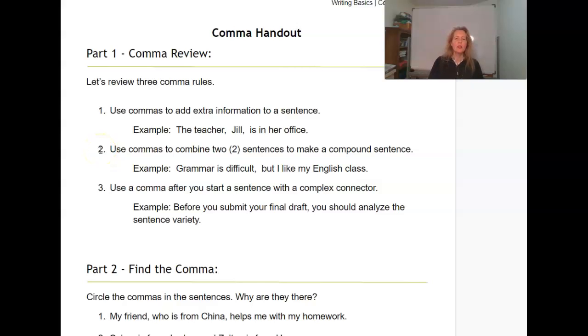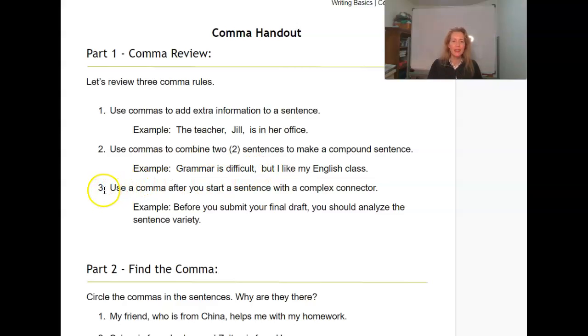Number 2, we use commas when you are combining or connecting 2 sentences to make a compound sentence. So here's a compound connector, right? Grammar is difficult, but I like my English class. So right before my compound connector, I use a comma.